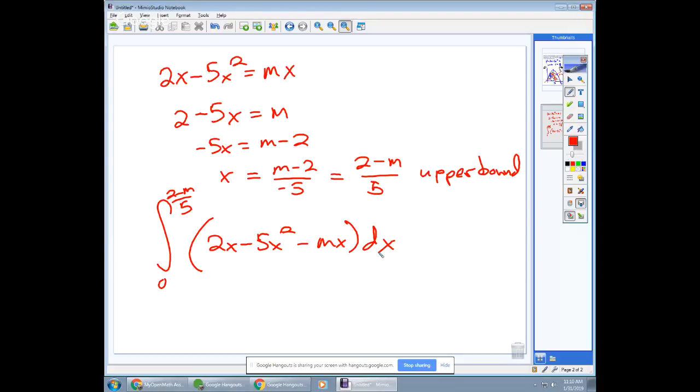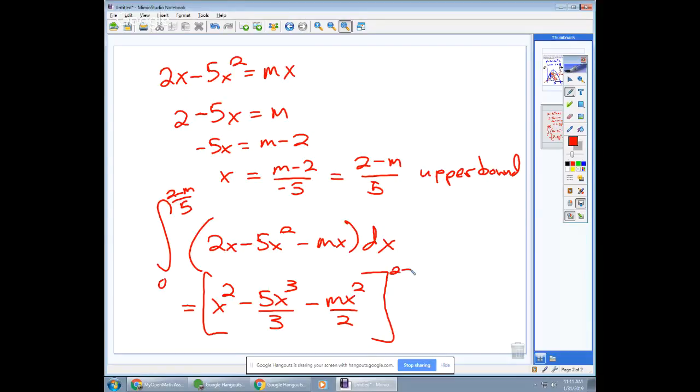The antiderivative in this case is going to be: the antiderivative of 2x would be just x squared. The antiderivative of 5x squared, negative, is x cubed. And the antiderivative of negative mx is mx squared over 2. Yeah. And then the next thing we have to do is plug in 2 minus m over 5. Plugging in 0 is going to zero all of that out. So basically you're just going to replace x with this, and you're going to solve for it.